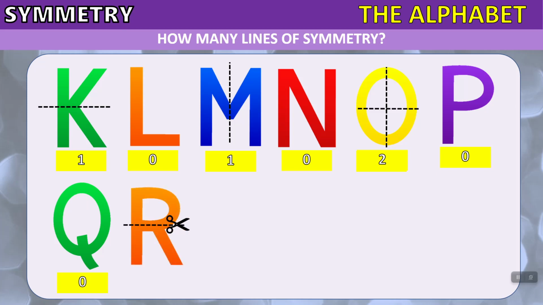R. Let's try left to right. The top has a curve. The bottom doesn't. Top to bottom, the left doesn't look like the right. So R also has 0 lines of symmetry.